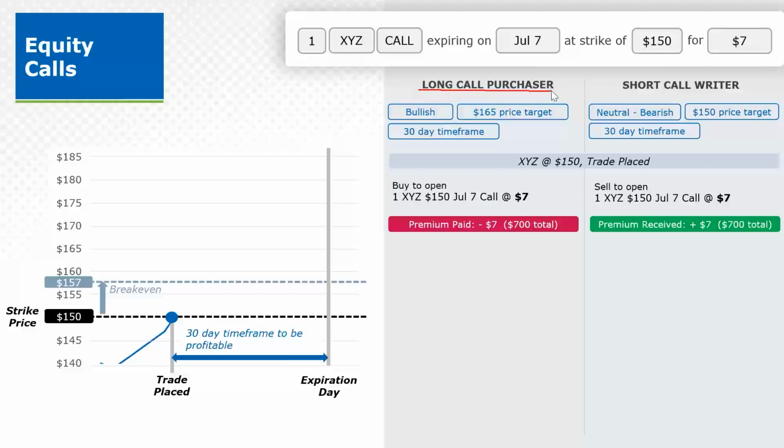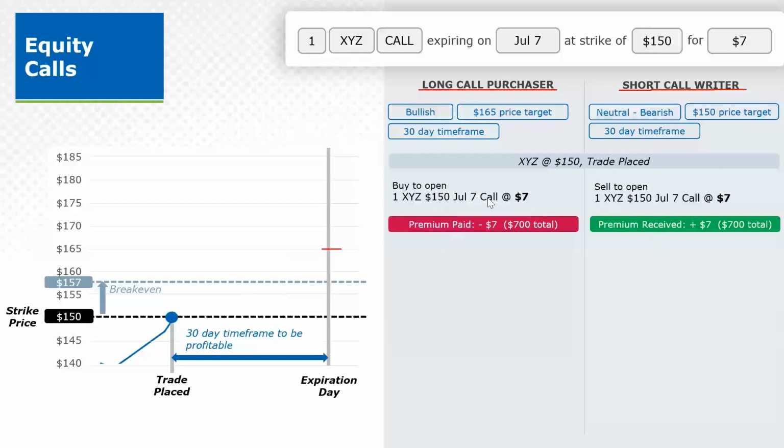So the long call purchaser is someone who is bullish on stock XYZ. They think the stock is going to move higher, and in this example, they think it's going to move to 165. That is their upside target. And like I said, they have 30 days. Therefore, they purchase one XYZ call option with a strike price of 150, expiring 30 days from now. The short call writer, on the other hand, has the opposing view. He has more of a neutral to maybe a bearish stance on stock XYZ. 150 is his price target. He doesn't think it'll move higher than this. And again, a 30-day time frame.